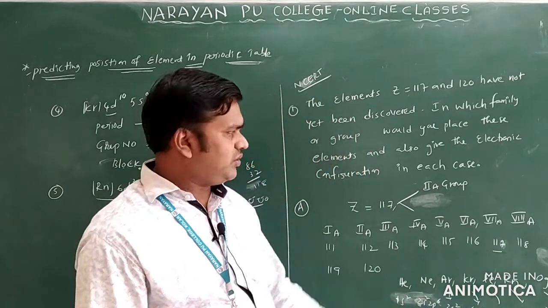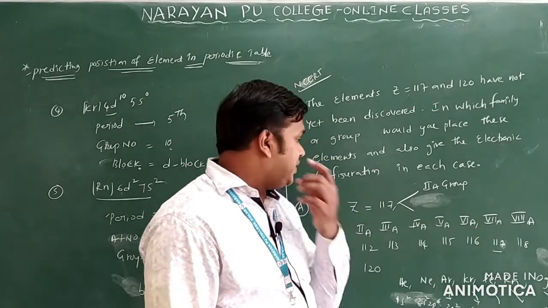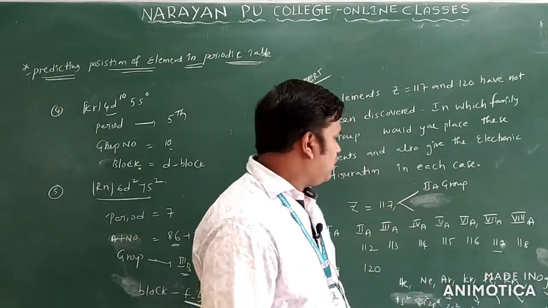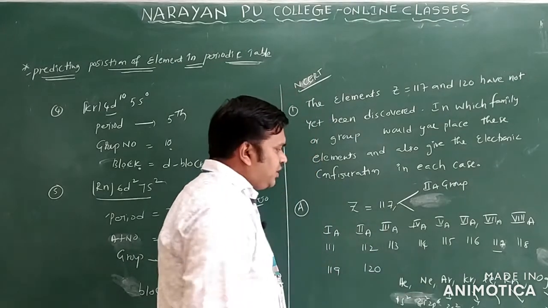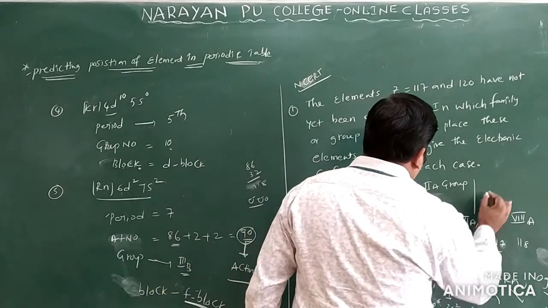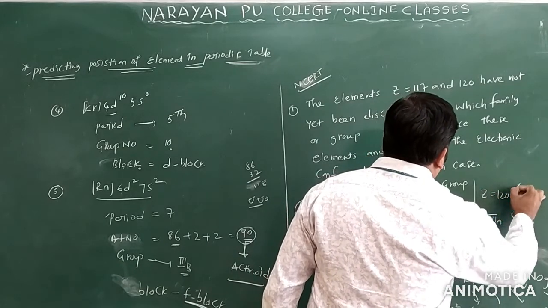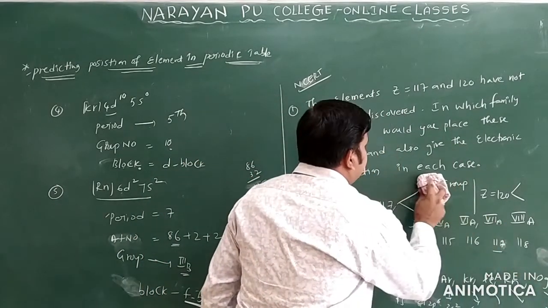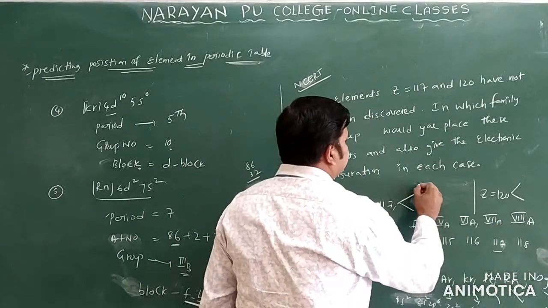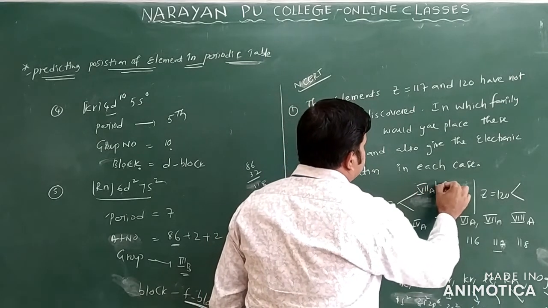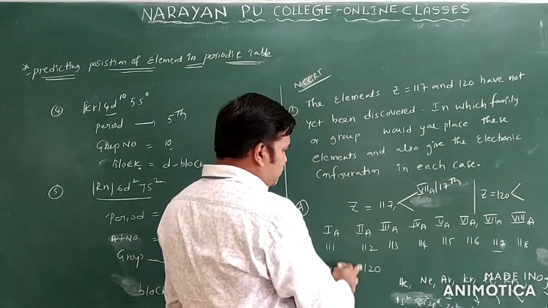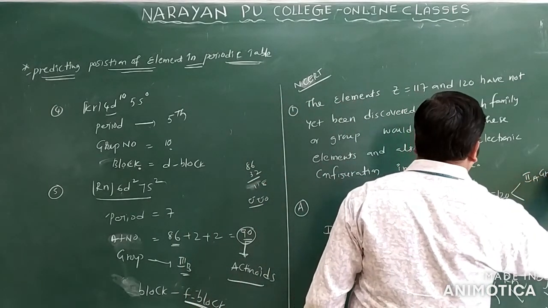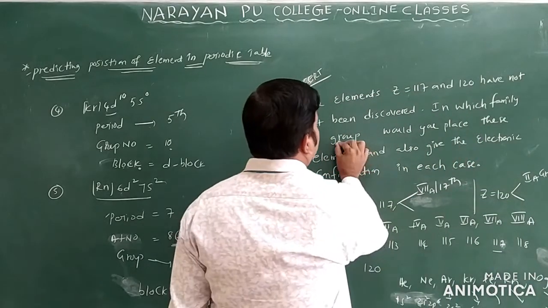They are recently discovered, but you can write the normal IUPAC symbol, and for Oganesson you can write UUO. So 117 belongs to the 7th A group, or the 17th group. 120 belongs to the second A group. So the group numbers are already identified.